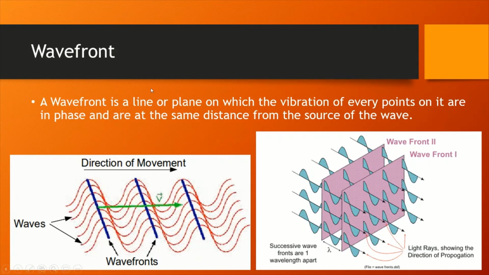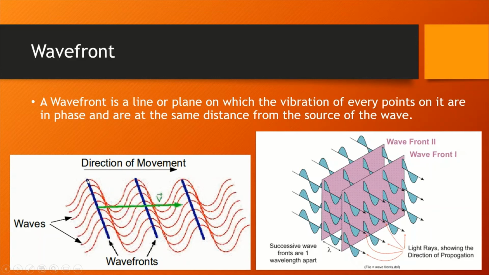Let's look at another concept of wave that is called wavefront. What is a wavefront? A wavefront is a line or a plane on which the vibration of every point on the line or on the plane are in phase. Okay, let's look at this. So these red waves, this is the crest, crest, crest, crest. These are all crests. We have seen just now from the previous slide that crests are in phase.